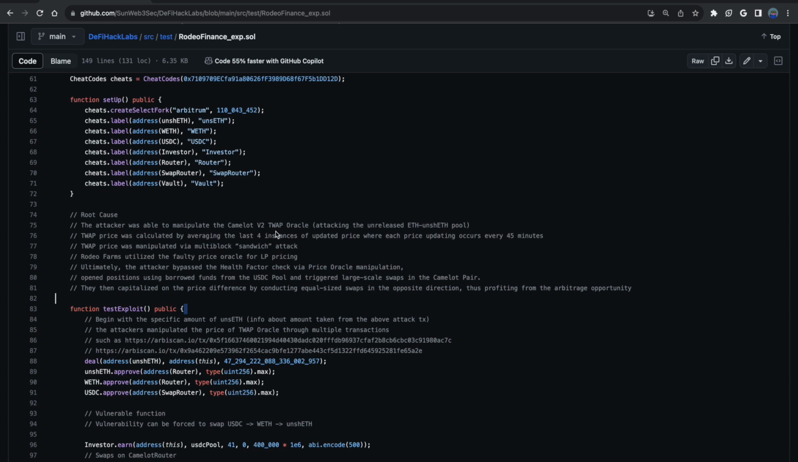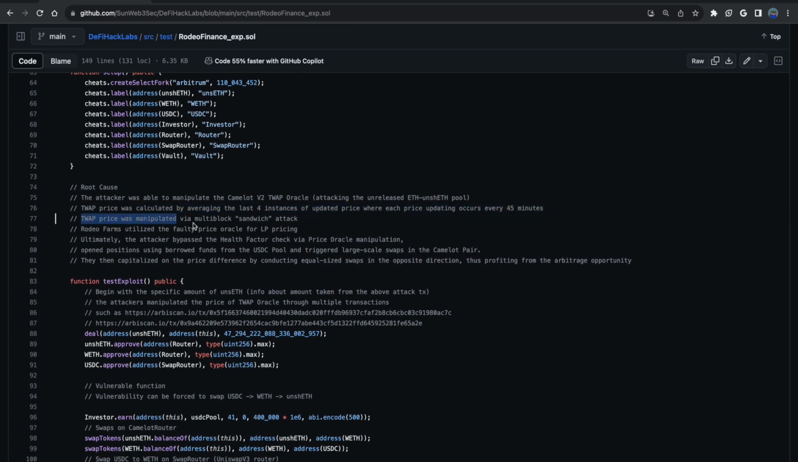Even though it used a time-weighted average price oracle, the price was calculated by averaging the last 4 instances of the updated price, where each update occurs every 45 minutes. And this could potentially cause issues. One of these issues could be because it's only the last 4 instances used in that calculated average, and an attacker can artificially create those last 4 instances. And also, there are differences in how long this interval should be, but this is one of the issues of why there was an attack.